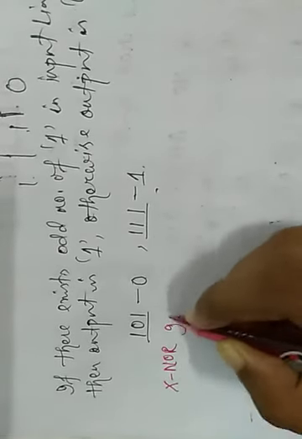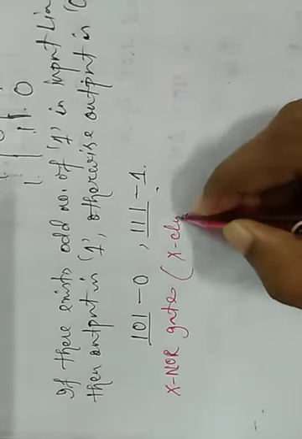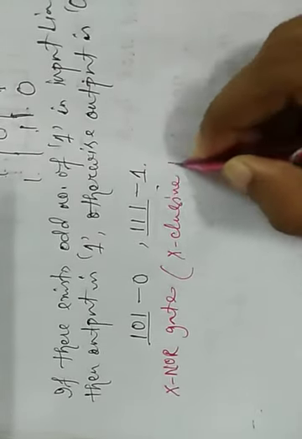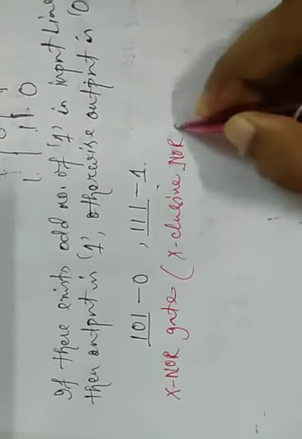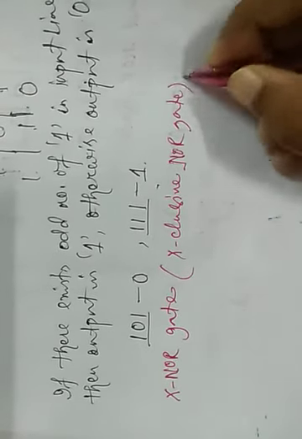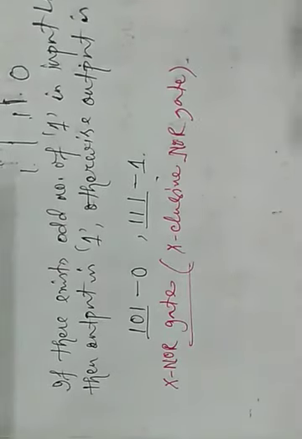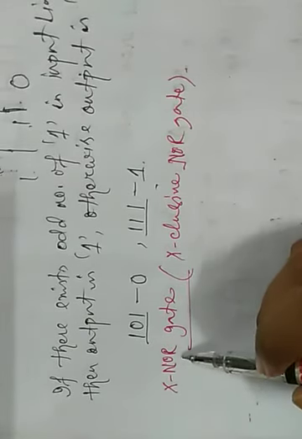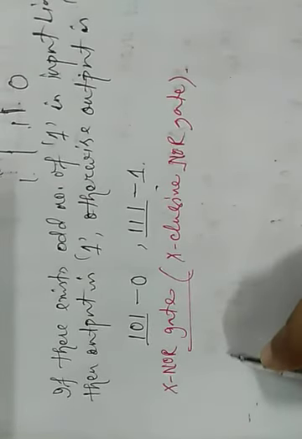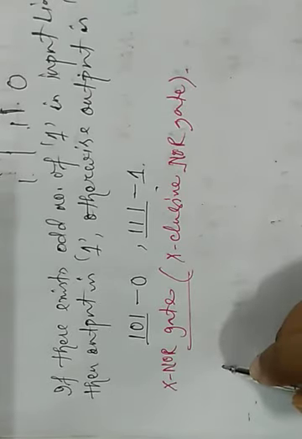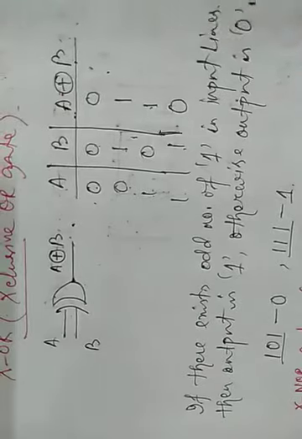Now, XNOR gate. XNOR gate is exclusive NOR gate. Obviously, its symbol is, if we complement the value of XOR gate, we get XNOR gate.